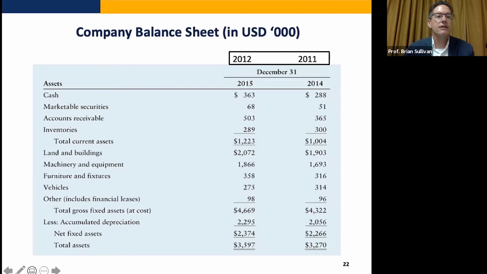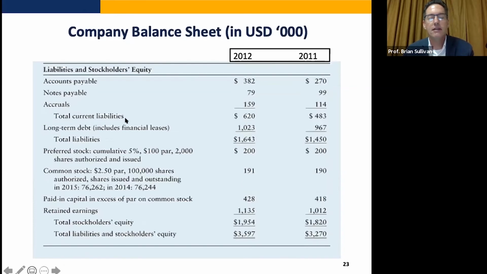Okay, yeah, exactly. So we're looking for this to go up. That's a good sign. It means the company's investing in assets. Now we get into the liabilities and the equity. Okay, again, this is in order of what we have to pay first.